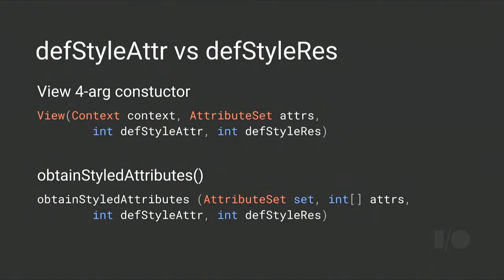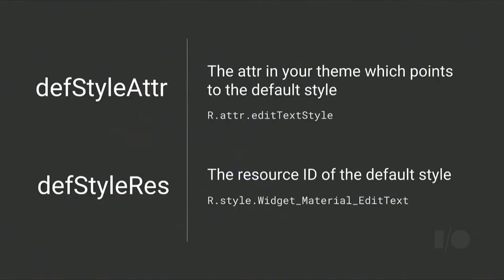So here you can see at the bottom, the last two parameters are defStyleAttr and defStyleRes. The problem is that defStyleAttr should always point to an attr. So defStyleAttr should point to an attribute in your theme to pick the default style from. The last one, defStyleRes, should point to an actual resource, so an actual style resource, like R.style.Widget and so on. If you mix them up, basically things stop working.